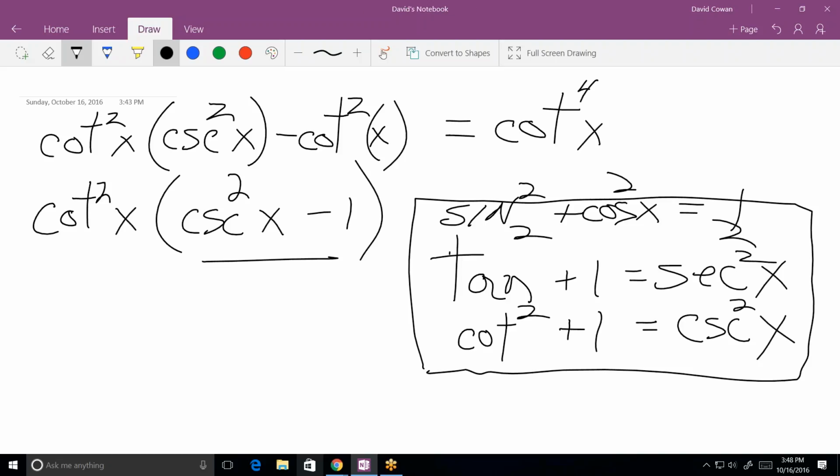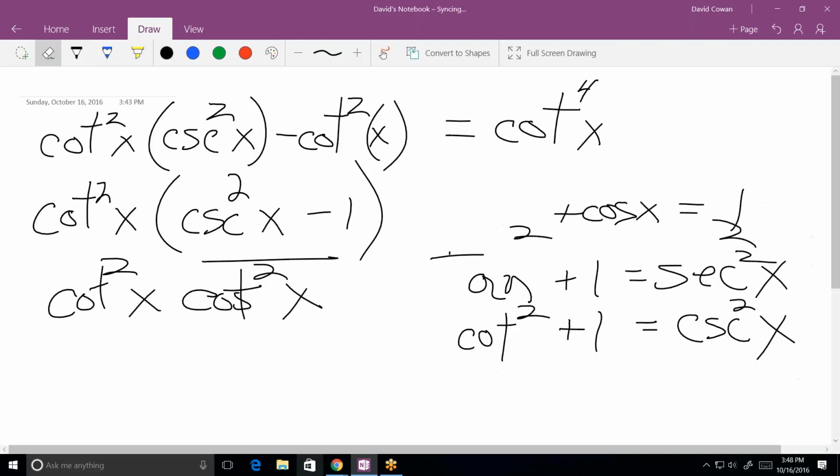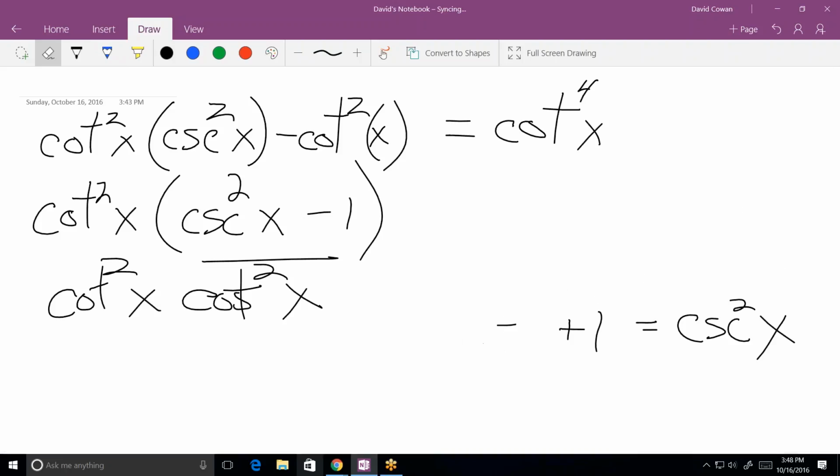Well, we're looking at cosecant squared minus 1. What's that equal to? Cotangent squared. So now we have cotangent squared times cotangent squared, which is cotangent to the 4th. Exactly. So far, there's a very common theme in all of these, and that is factoring and Pythagorean identities.